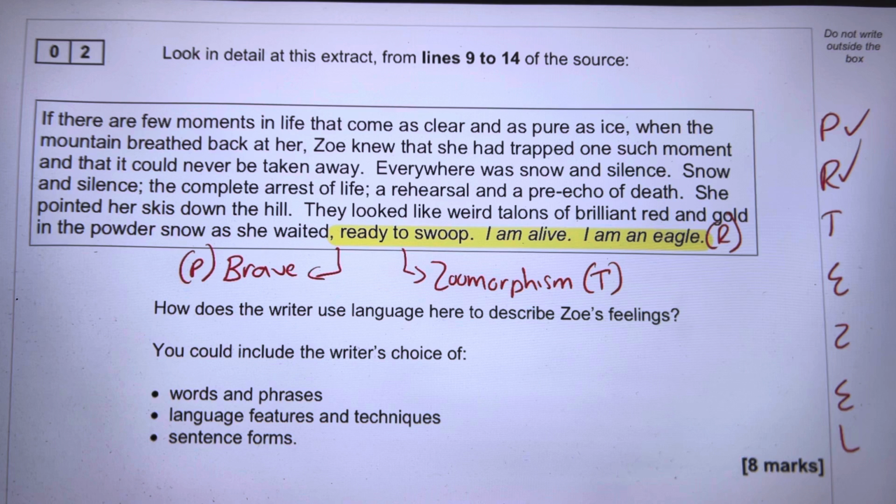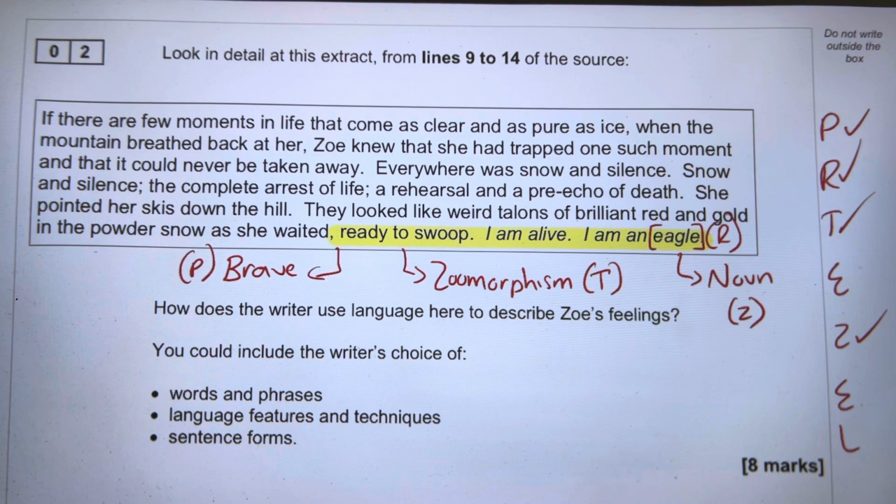And zoomorphism is when you give a human an animal's feature. So when Zoe says she's ready to swoop, she's talking about herself like she's a bird. And that's my technique complete. Now, when I zoom in, I am going to zoom in to the word eagle. I've done the Z as well. I will be zooming in to the word eagle, and this is a noun.